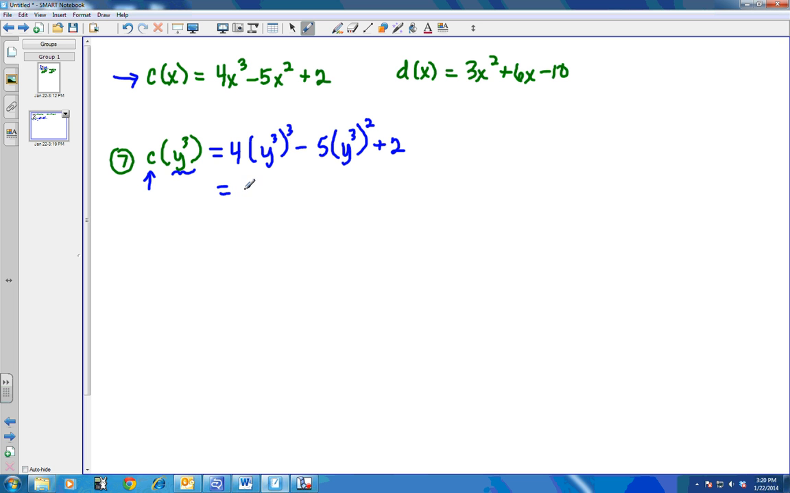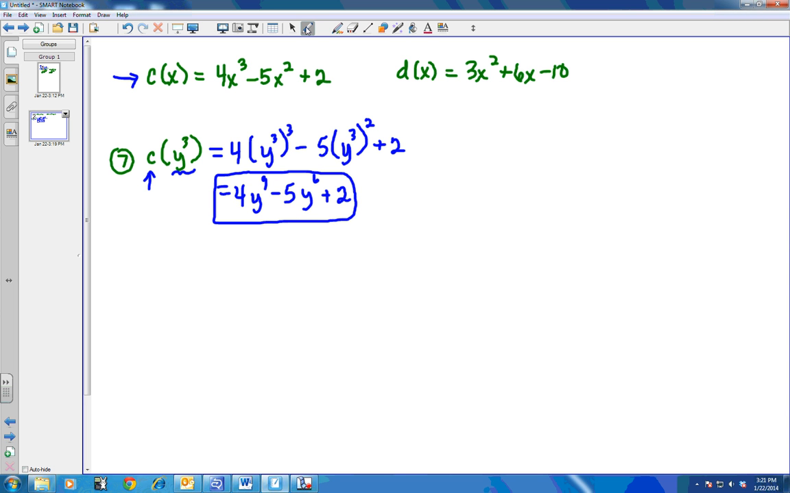And now we're going to use our rules about exponents. I have 4. I have a power raised to a power, so I multiply my exponents. That's going to be to the 9th. Minus 5 y, 3 times 2 would be to the 6th, plus 2. Okay, I don't have any like terms, so that is my answer for number 7.